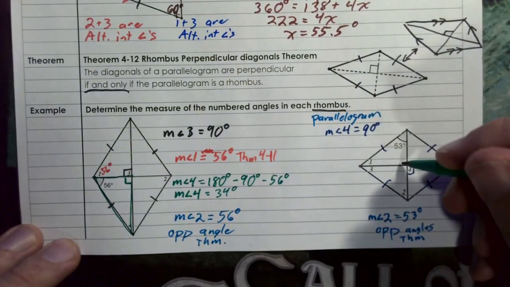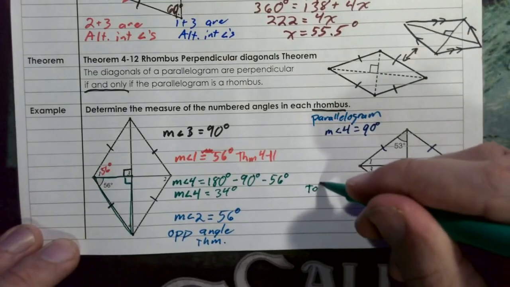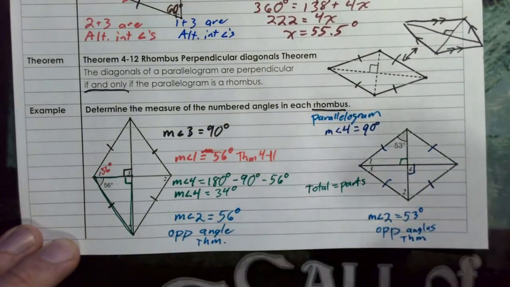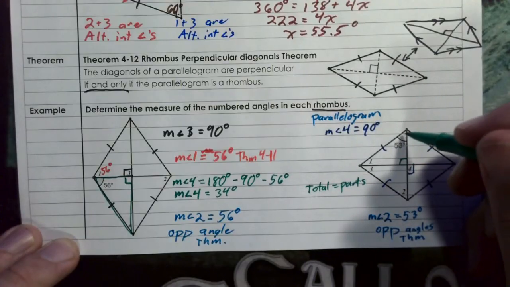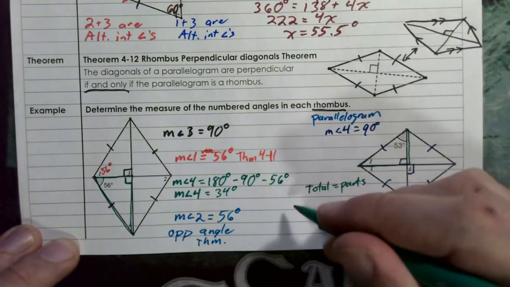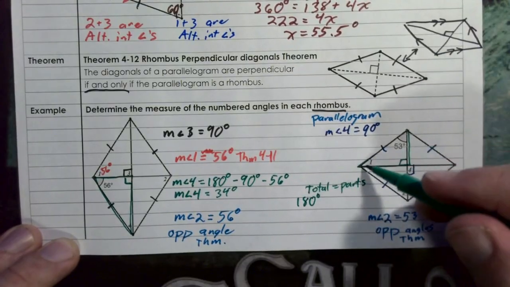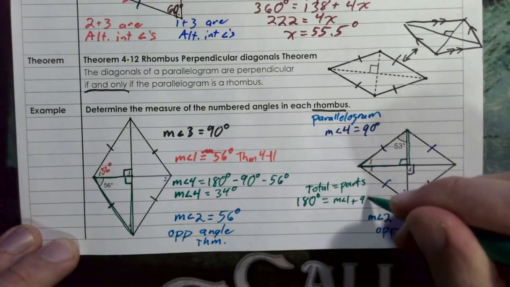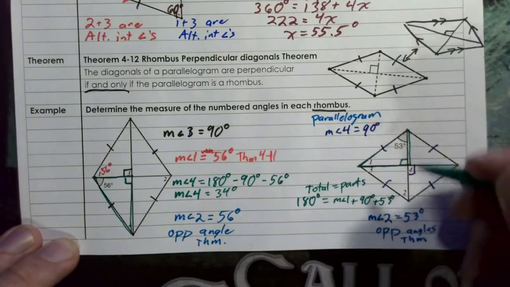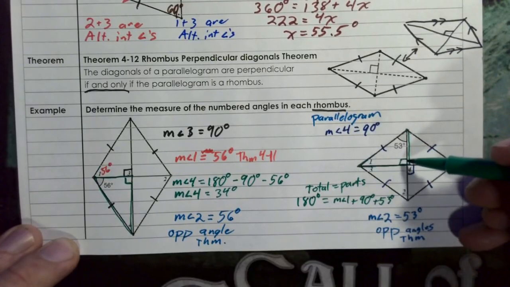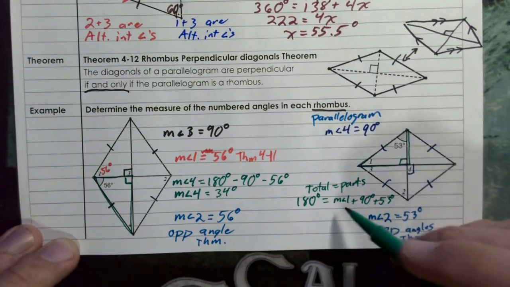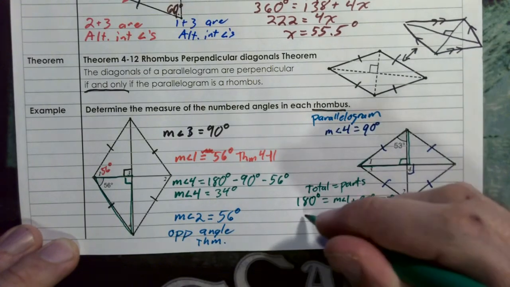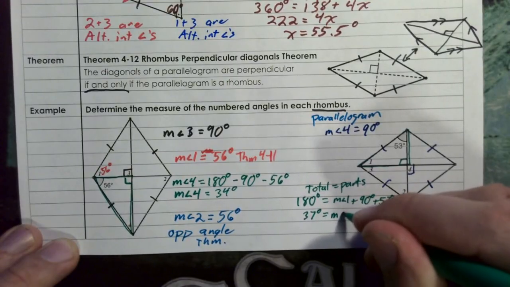To find these two angles, let's do it a little bit better. Let's do our nice total equals parts, because that's really what I was doing over here. I was just trying to shortcut it. So we've got a total of 180 degrees inside of this little green triangle right here. So that measure of angle 1 plus our 90 plus 53 degrees. So moving my way around, measure of angle 1, 90 degrees, 53 degrees. That'll help me figure out what the measure of angle 1 is. Minus a 90 minus a 53, we get 37 degrees for the measure of angle 1.